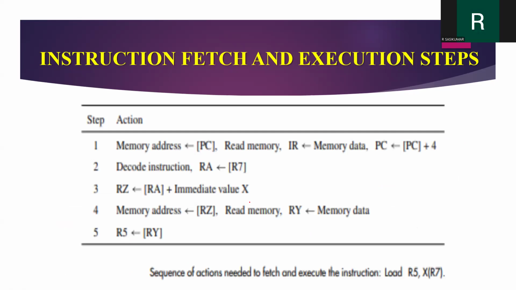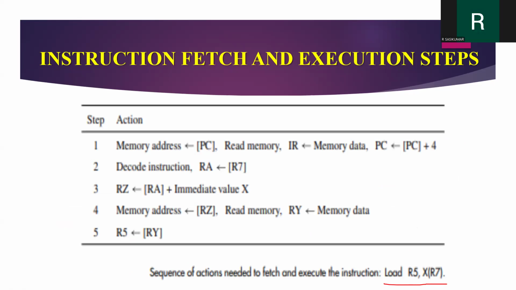Now we move on to an example. The first example is a load instruction: load R5, X of R7. Here we have two registers, R5 and R7. R5 is the destination register and R7 is the source register. The content of R7 is not directly available as the data, so we have to add the offset value, and only then can the data be available.